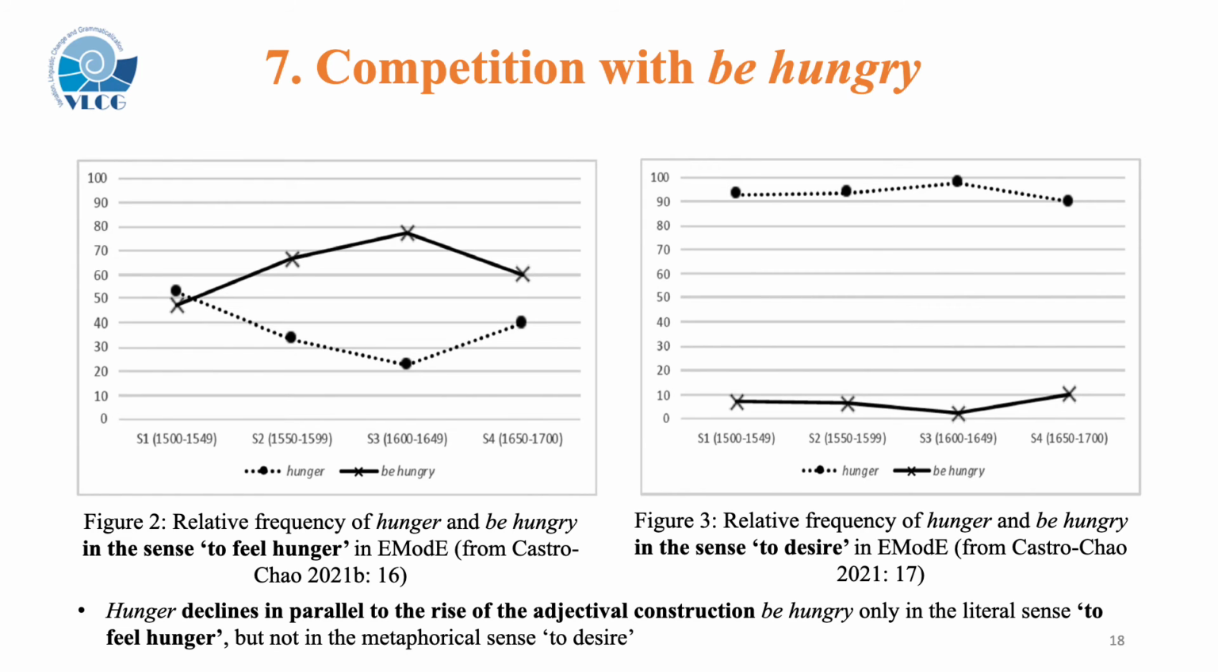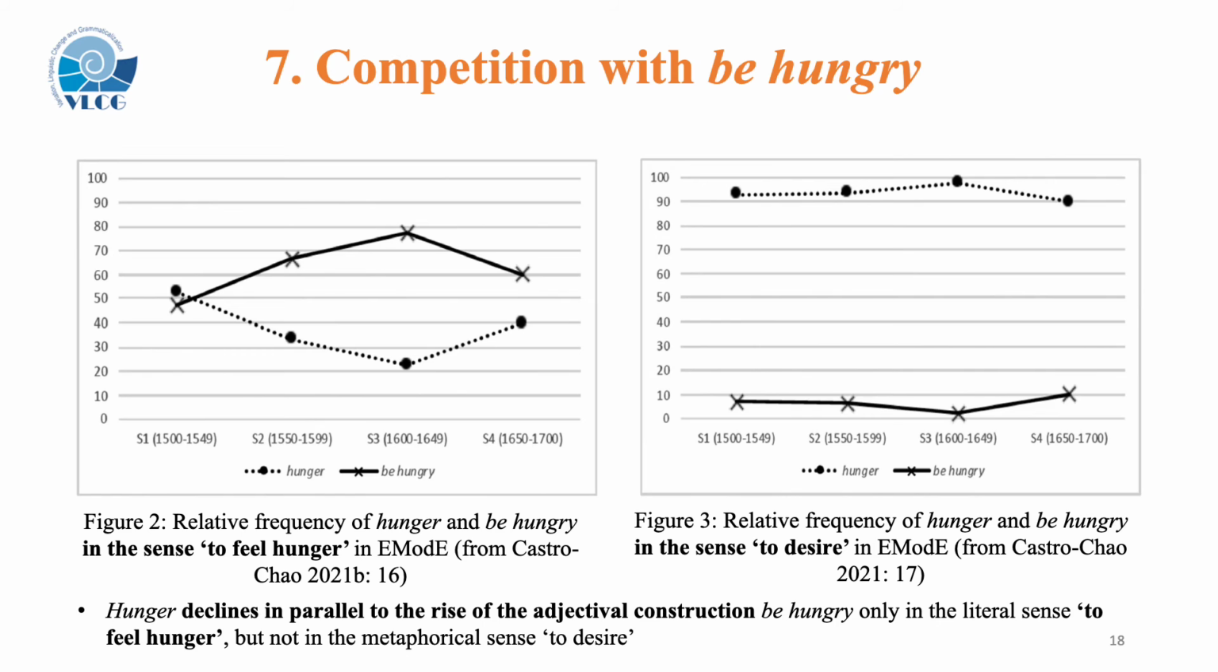Another finding to be pointed out concerns the competition observed between the verb hunger and the adjectival construction be hungry. For instance, in Figure 2, I display the relative frequency of hunger and be hungry in the sense to feel hunger, and it may be observed that as the verb declines, the adjectival construction increases instead.